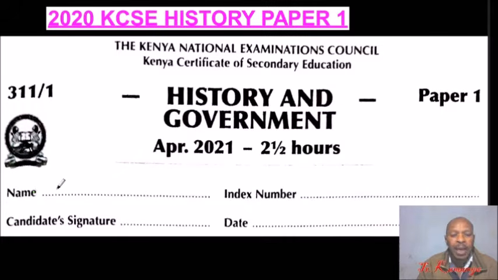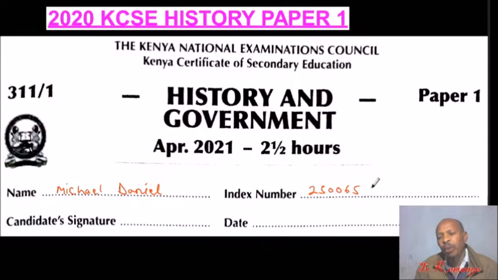For example, I can say this is Michael Daniel, and this is index number. Index number normally have the school code. For example, you can take 250065. That's the school code, normally displayed on the board. And then you have your index, for example, the 041. So that's your index, which you are given in your school.